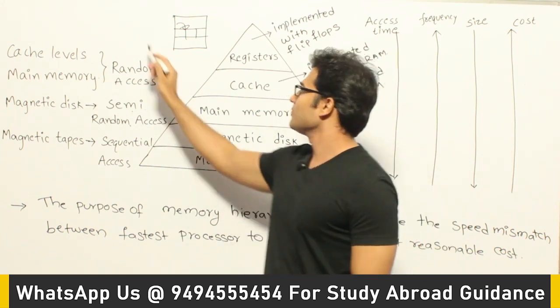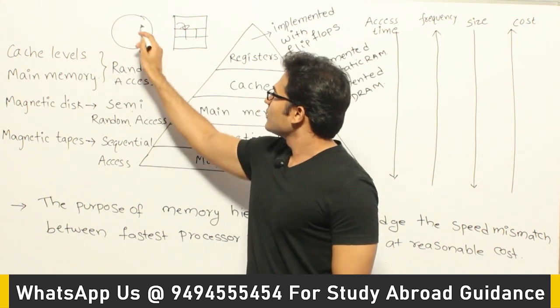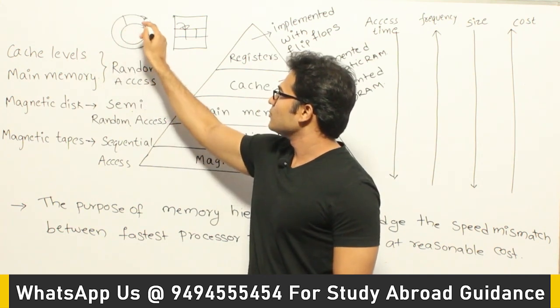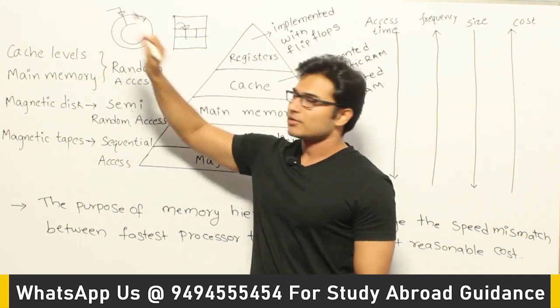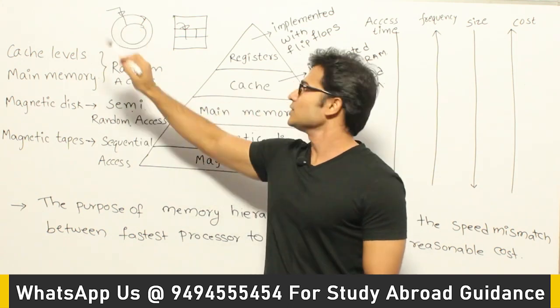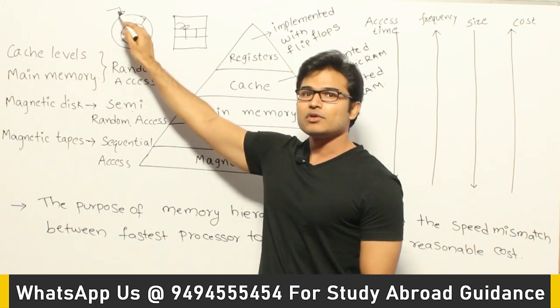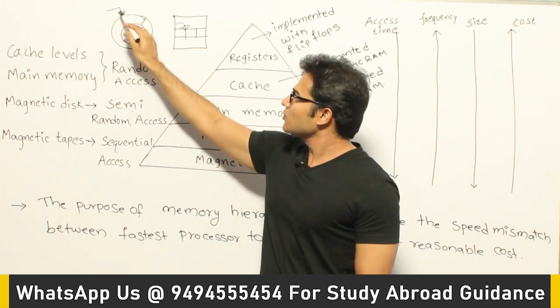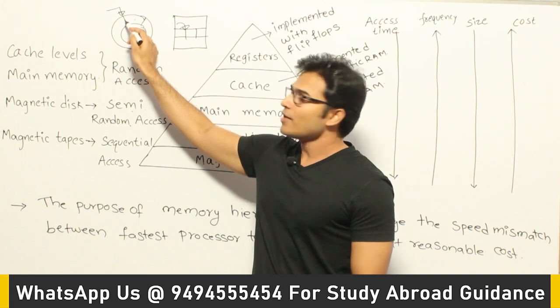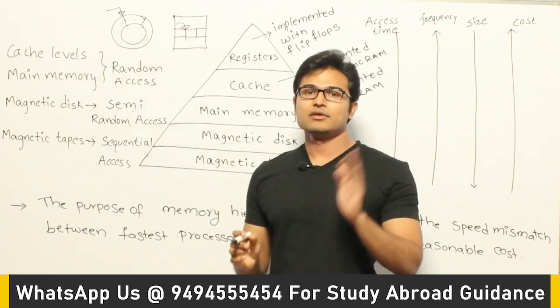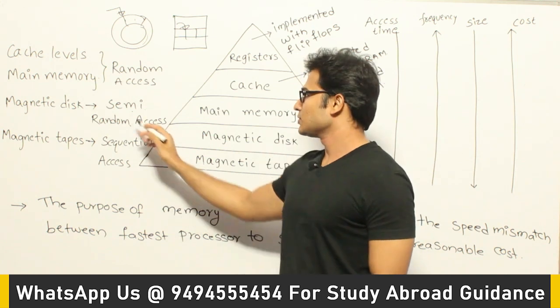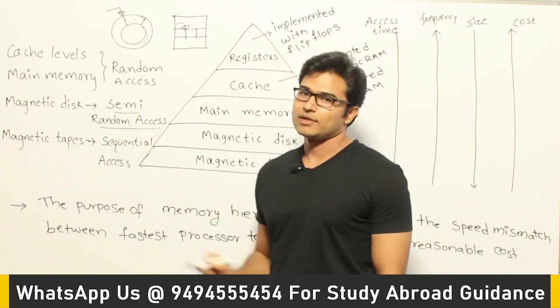For example, in a magnetic disk, if you say this is the block, we can go to the block directly, or a track directly, we can say. After going to the track, I might have to wait for some time so that the required byte or block comes under the read-write head. Therefore, it is not random access, it is semi-random access.